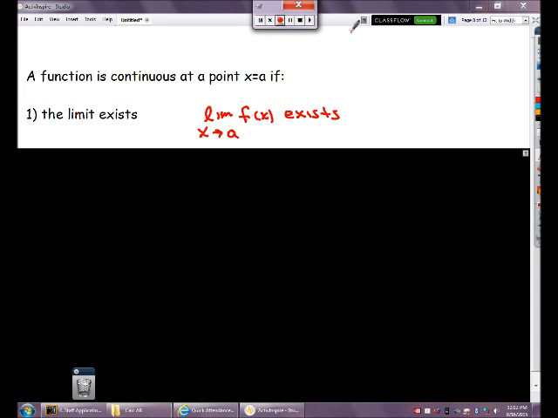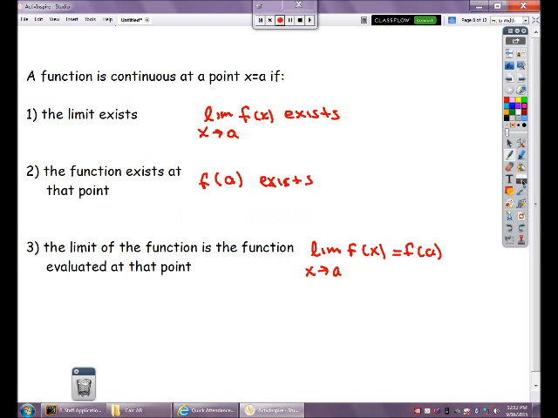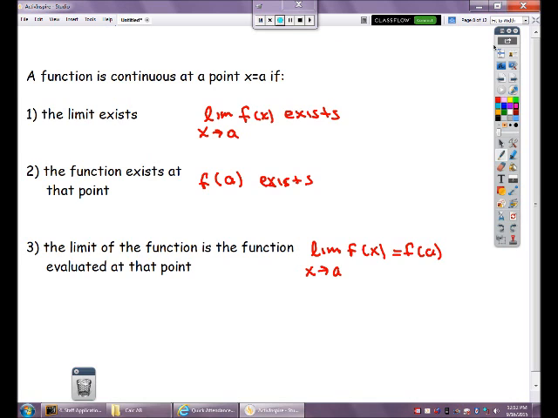First thing is that the limit must exist. So we would say the limit as x approaches some value, call it a, generally exists. Also, the function f of a would have to exist at that point. And thirdly, those two have to equal each other. It doesn't matter what they are, they just have to be the same.